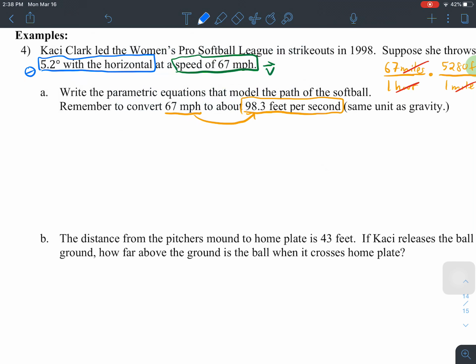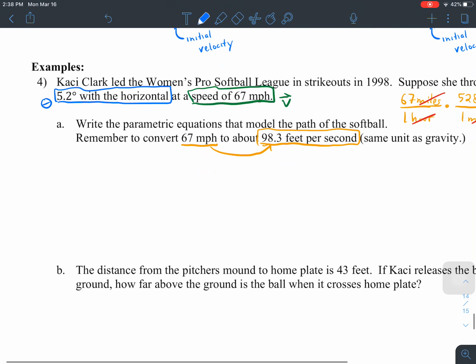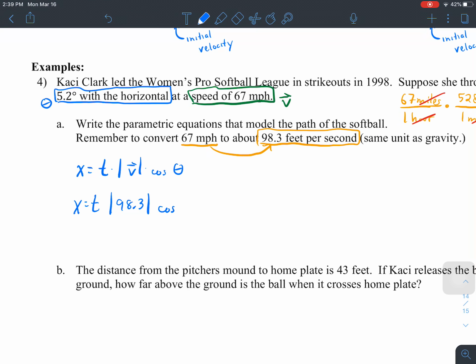So we're looking at the first part. Write the parametric equations that model the path. And there are two parametric equations. There's one for x and there's one for y. So x equals t times the initial velocity and then cosine of the angle. Well, this was all given to us. We're going to write the equation. We know our initial velocity, 98.3 feet per second. And we know our angle of 5.2 degrees.